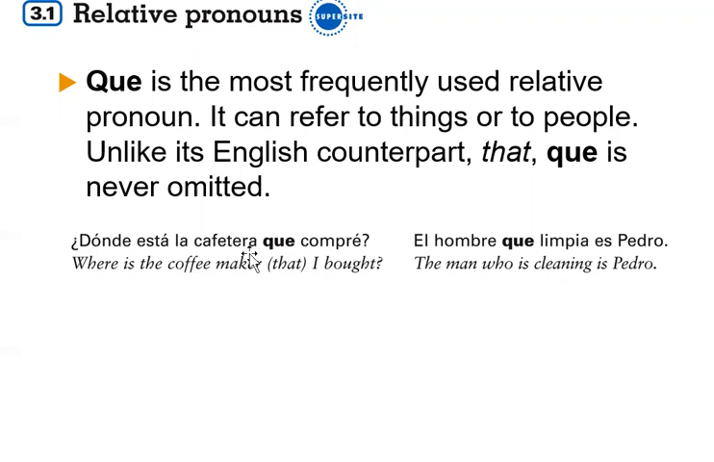¿Dónde está la cafetera? Where's the coffee maker? I bought. Compré. That works. But when you do that in Spanish, when you put that all together, you have to link those two phrases, those two clauses together with a que. It's not optional.